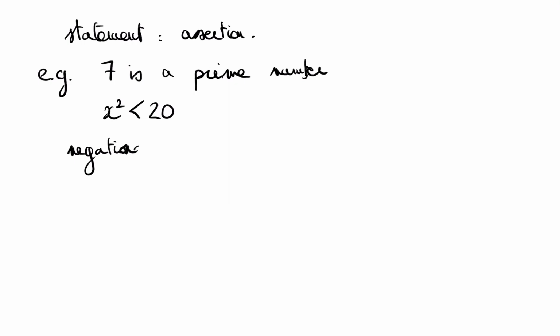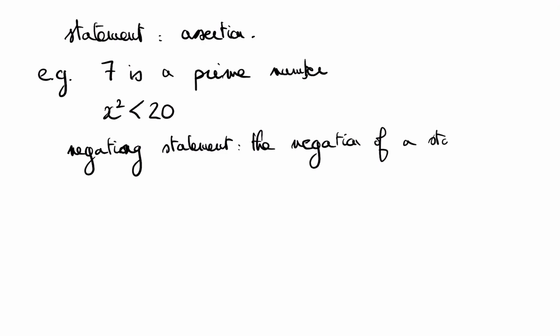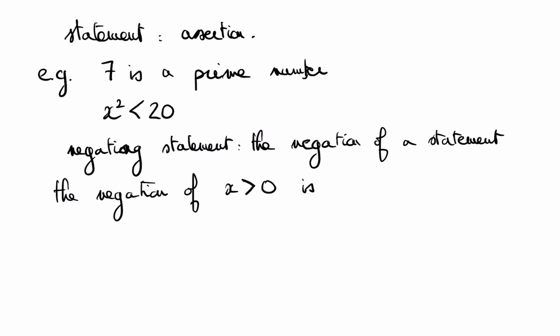Right. A negating statement. Well, that's the negation of a statement. So, for example, the negation of x strictly positive is x less or equal to 0.